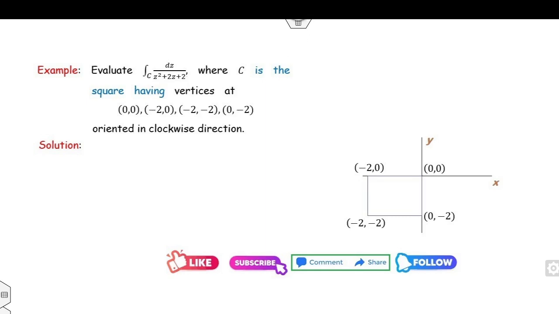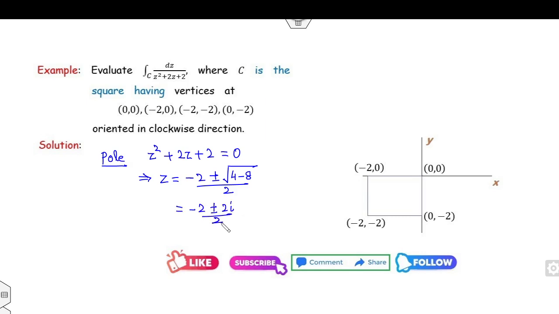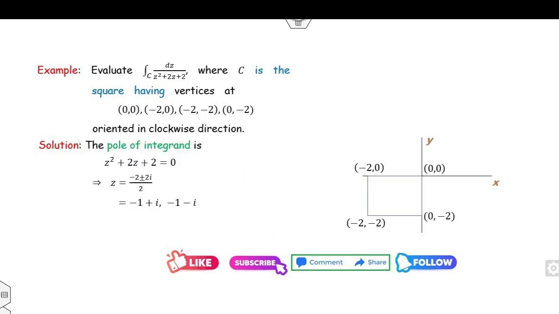Then can you find the poles of the given function? What are the poles? z square plus 2z plus 2 is equal to 0. So I can use minus b plus minus square root of b square minus 4ac over 2a, which gives minus 2 plus minus 2 iota over 2, that is minus 1 plus iota and minus 1 minus iota. So your points are minus 1 plus iota and minus 1 minus iota.